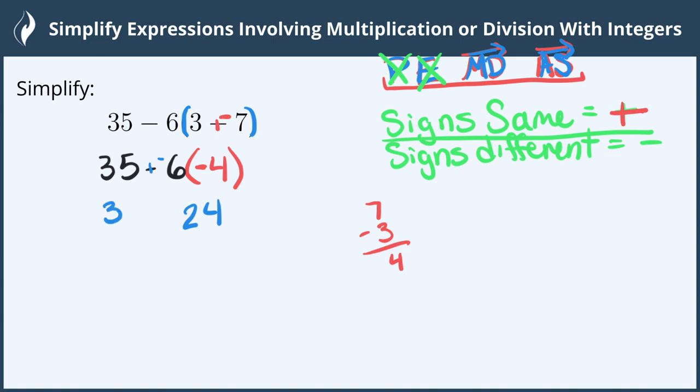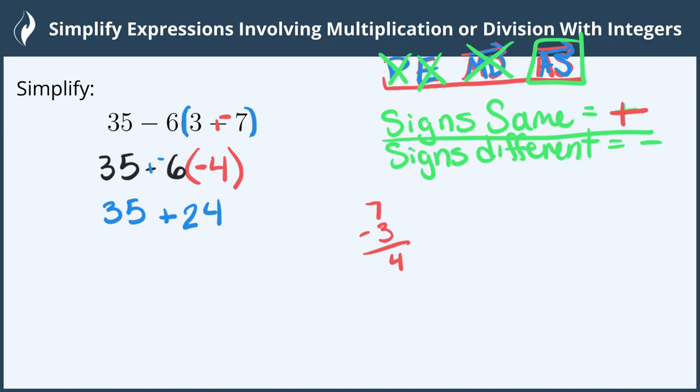And then I copy everything down from the step before. 35 plus, and that's a positive 24. Now that I've completed all of the multiplication and division, I move to the last step of adding and subtracting from left to right. And since I only have one, I just need to add 35 plus 24.